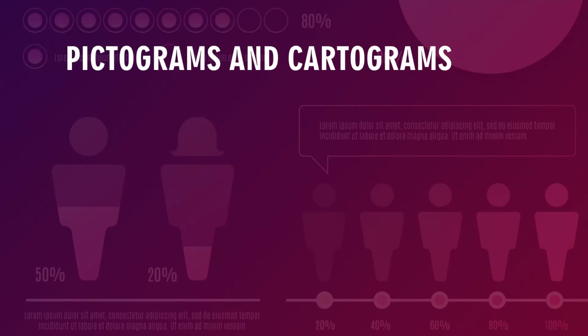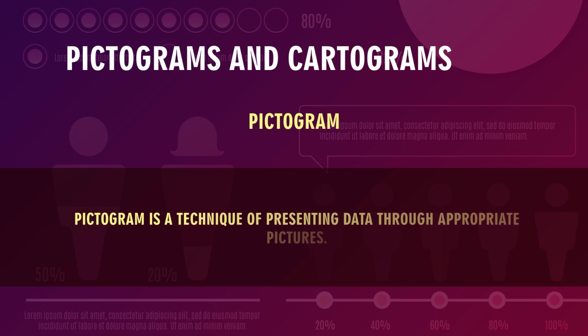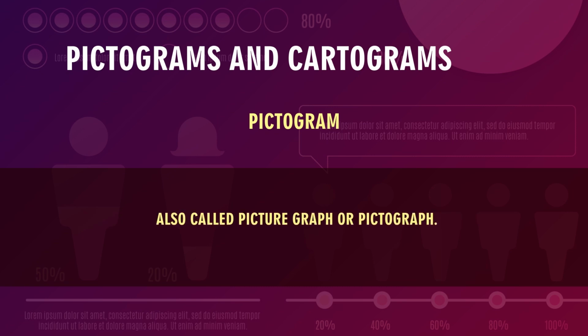So now after talking about all these ways of dimensions, I think the two more diagrams left are pictograms and cartograms. If we talk more about the pictograms, a pictogram is a technique of presenting data through appropriate pictures, also called a picture diagram or pictograph. So it is known as the pictograph or picture graph. Pictograms prove very attractive and effective. They create a lasting impression on the mind.